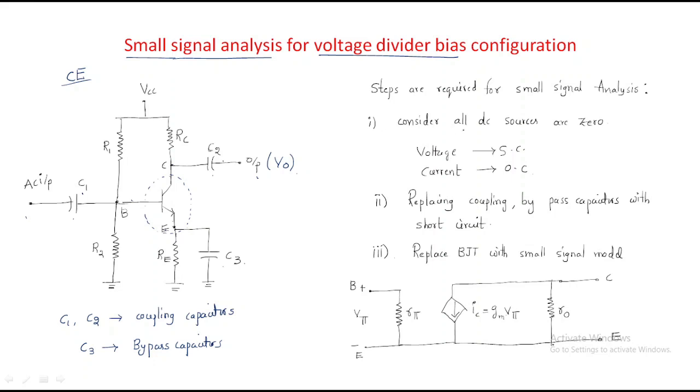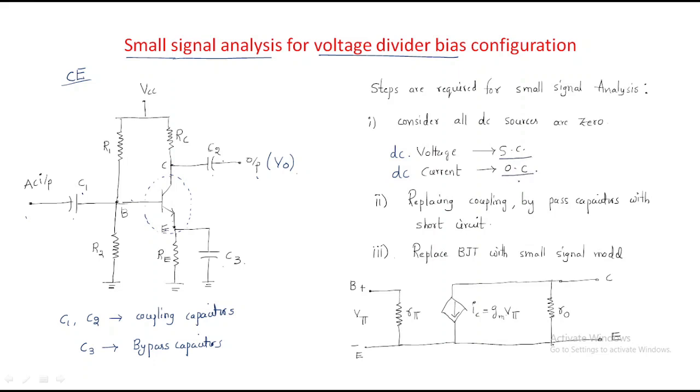First step, consider all DC sources to be zero. So whenever we do small signal analysis, wherever we have DC sources, they must be zero. That means a DC voltage source must be short circuited, and a DC current source must be open circuited.